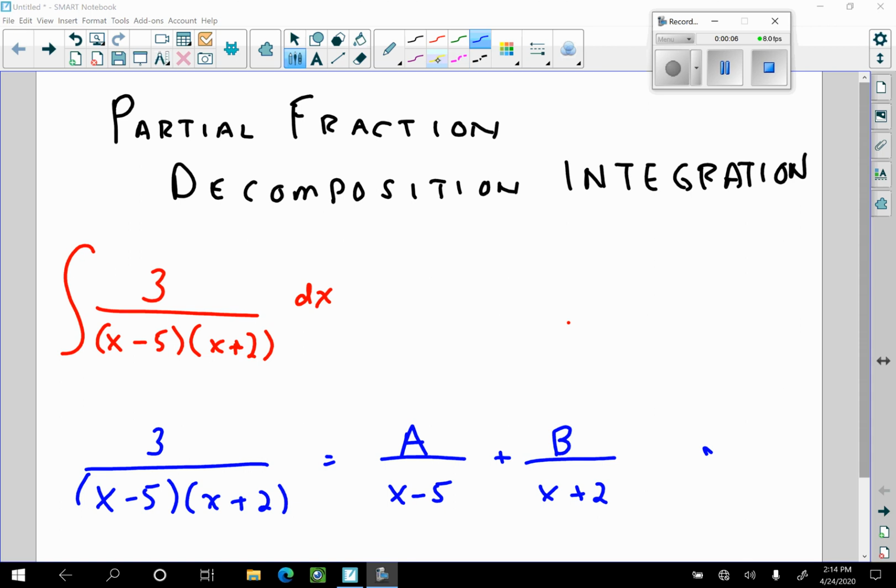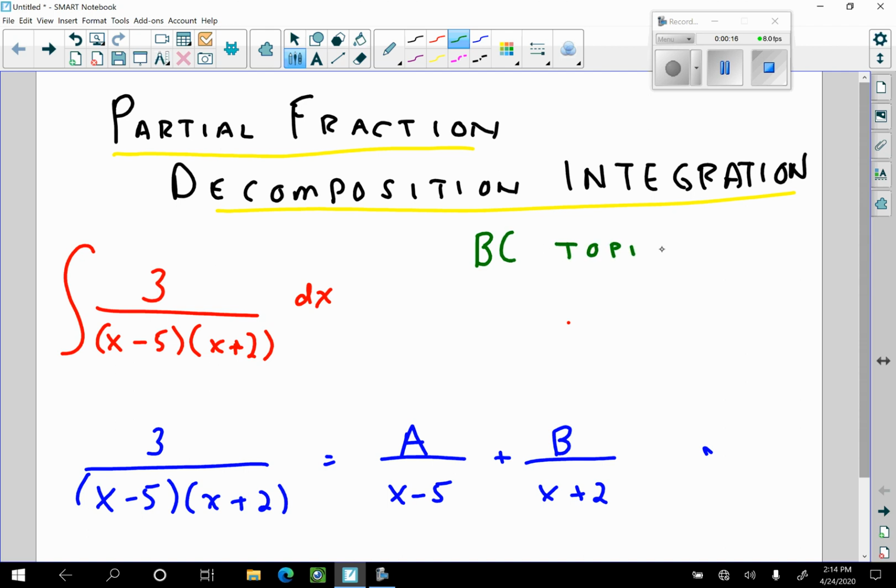Today we're going to talk about partial fraction decomposition. This is strictly a BC topic. It is a BC topic that is certainly testable this year in one way or the other. Maybe there will be a partial fraction decomposition problem, maybe not. You usually use partial fraction decomposition integration when solving a logistic differential equation. Nobody's going to ask you to solve a logistic differential equation, but there may be some type of partial fraction integration that we need to know.